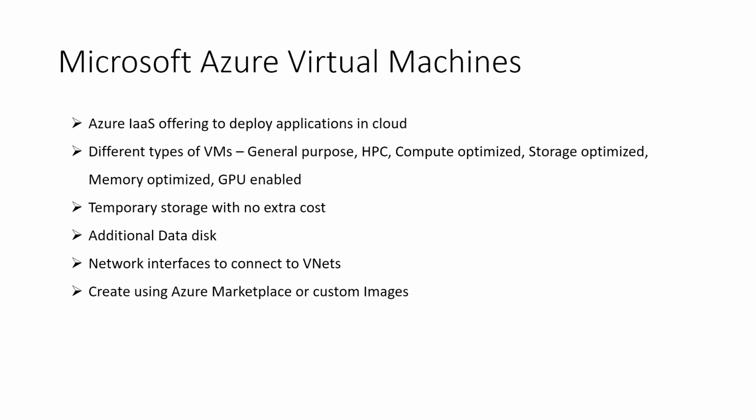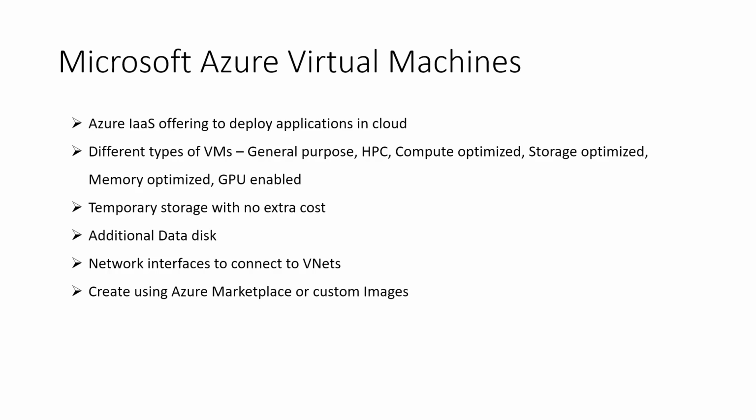In addition to your OS disk and this temporary disk, you can attach data disks, say your E drive or F drive. Whatever additional data disk that you want, you can attach. It can be done either during the creation of the virtual machine or even later. And you will have network interfaces, so you can have multiple network interfaces that you can use to connect to your virtual networks. These virtual machines can be created using Azure Marketplace or your own custom images. You can bring your own image and then deploy your virtual machines.